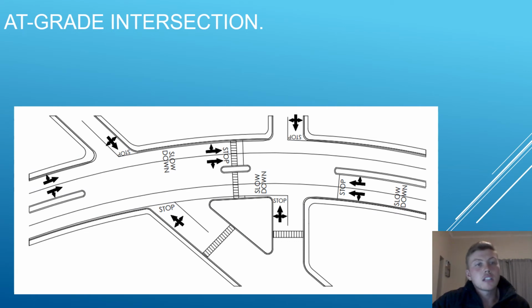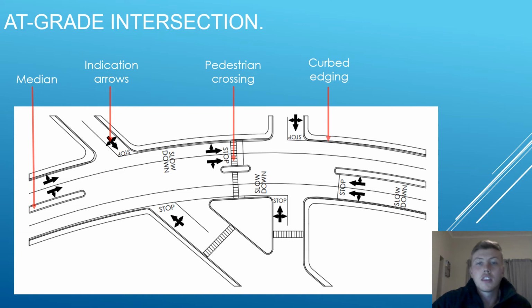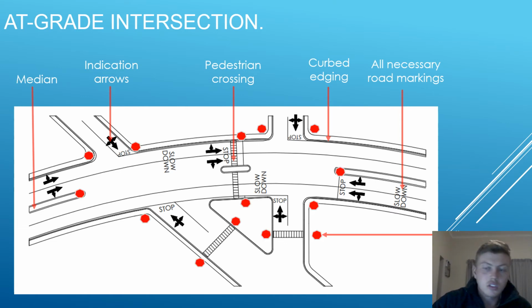During my design, I designed an at-grade intersection. My at-grade intersection had to have some medians, some indicating arrows, and some pedestrian crossings to ensure the safety of the pedestrians. Also in the project there's a more detailed drawing of the pedestrian crossings, with curbed edges for the drainage. All necessary road markings had to be on the road for the intersection. All necessary road signs were also included. Just this area showing the verge and the island that was also included in the at-grade intersection.